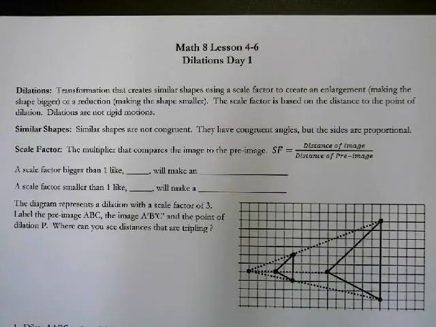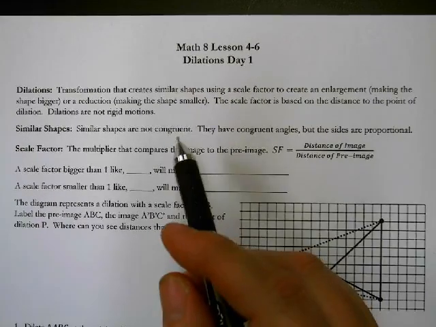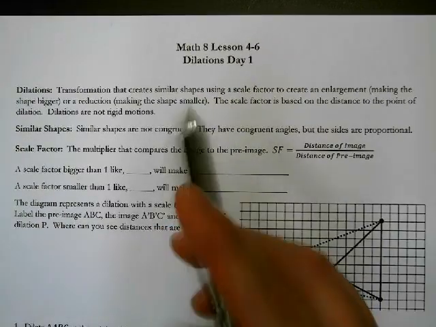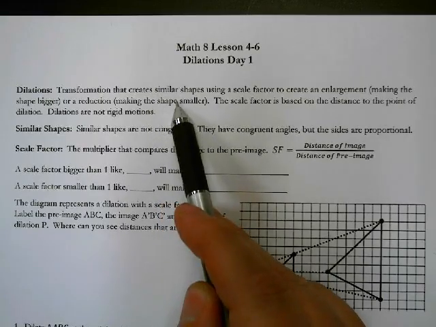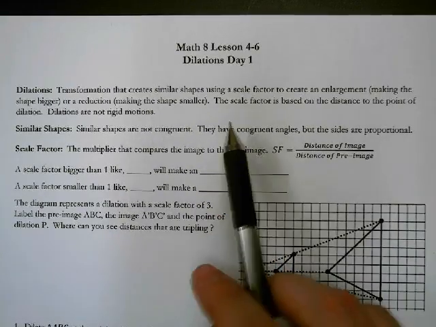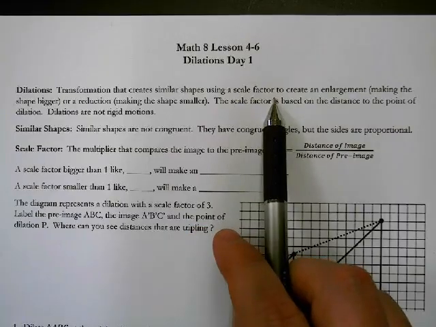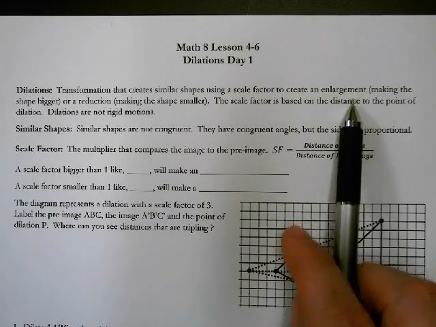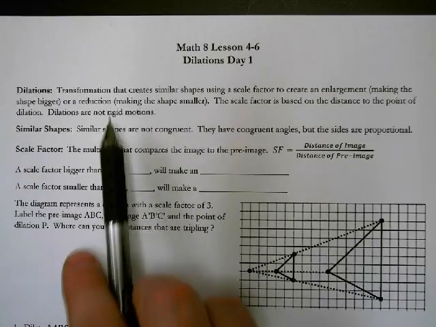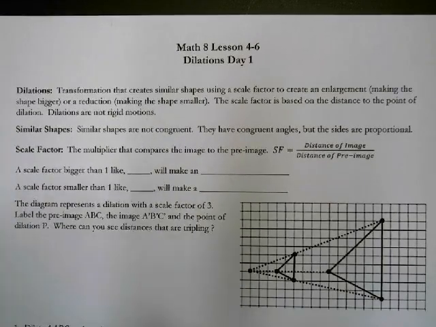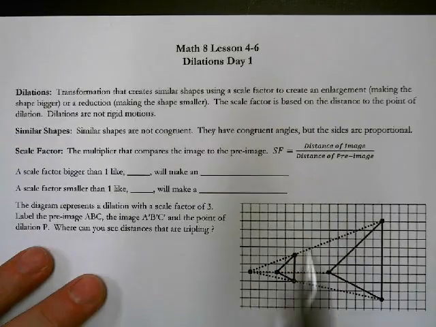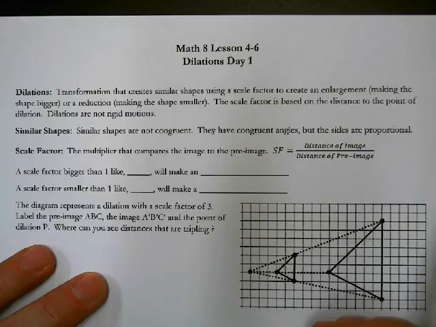Here we go. Dilations. We're going to try to do a transformation. And this time, instead of creating a rigid motion, they're going to create something called a similar shape instead. So they're going to have something called a scale factor that either enlarges, makes it bigger, or reduces our shape. So instead of keeping a congruent shape, dilations do not create congruent shapes. They make shapes that are bigger or smaller, but they're going to be similar to each other.